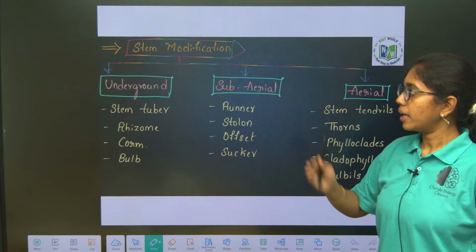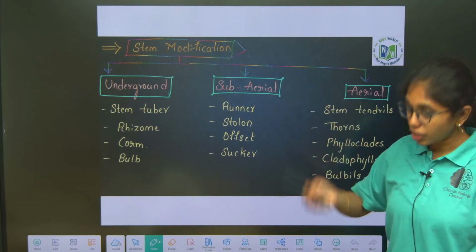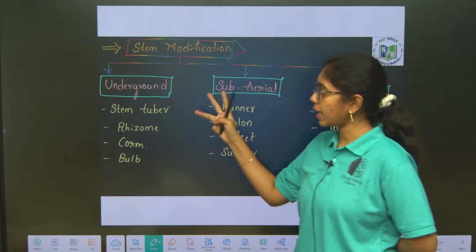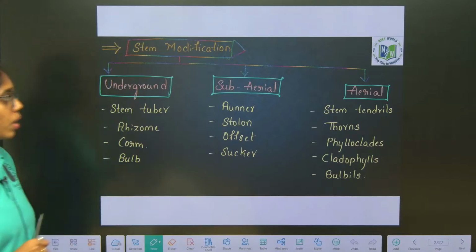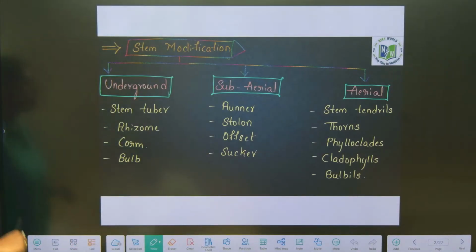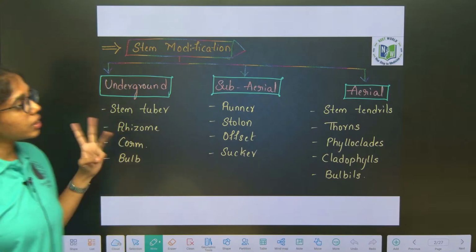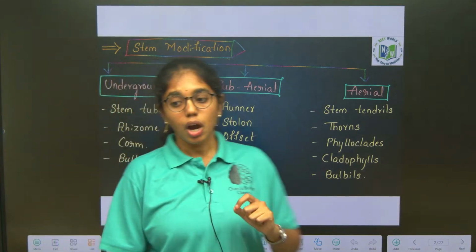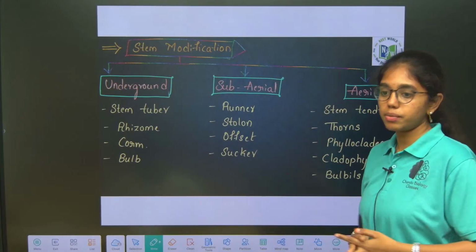Apart from that, based on the region where the stem is developing and based on the functions that it is doing, we have three types of modifications in the stem. One is underground stem modification, second is subaerial stem modification, and third type is aerial stem modification. All the three modifications are important, beta. All the divisions under that are very important, many times asked in your NEET.